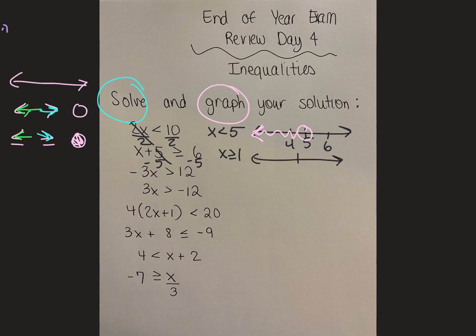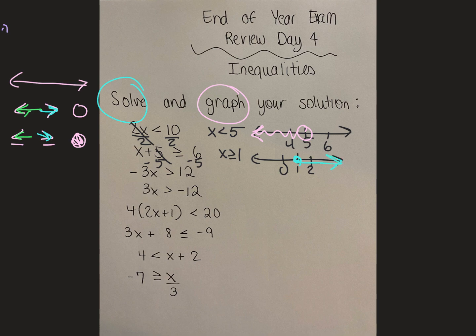So on a number line, give me a 1 and some neighbors. Is it open or closed dot? Closed. Is it coloring left or coloring right? Well, this is greater than. It also looks like this part of the arrow. So we're going to color to the right.